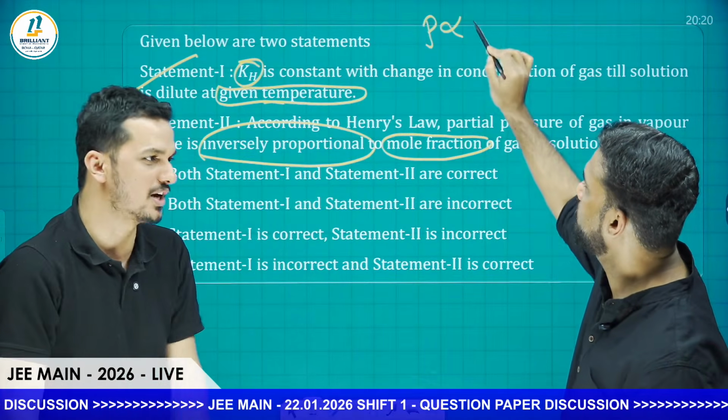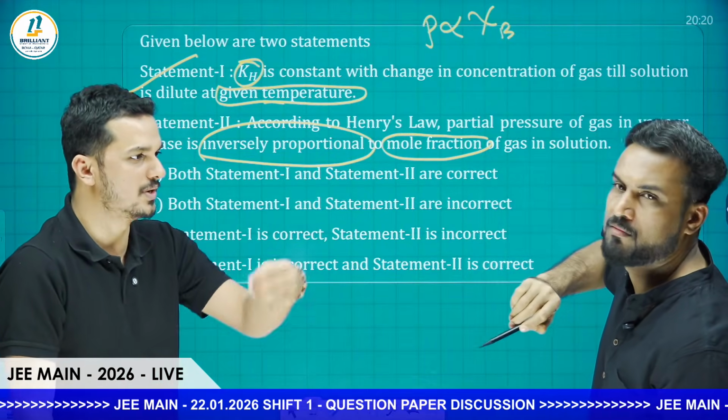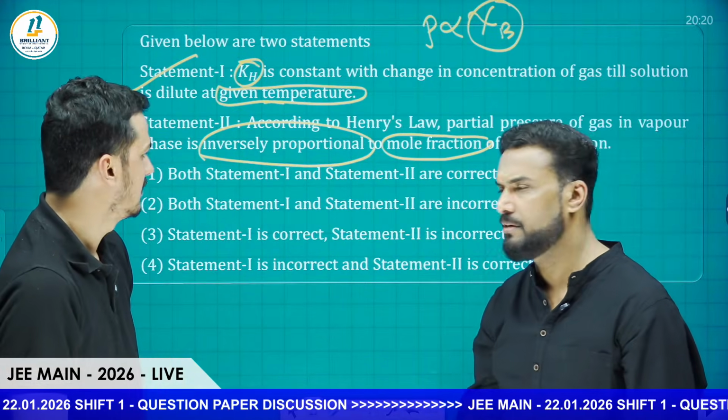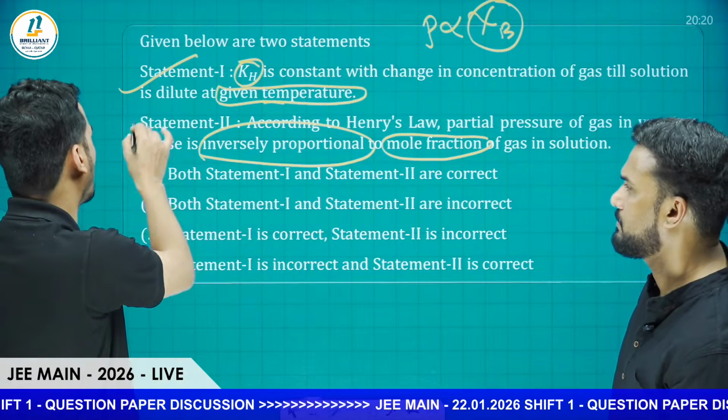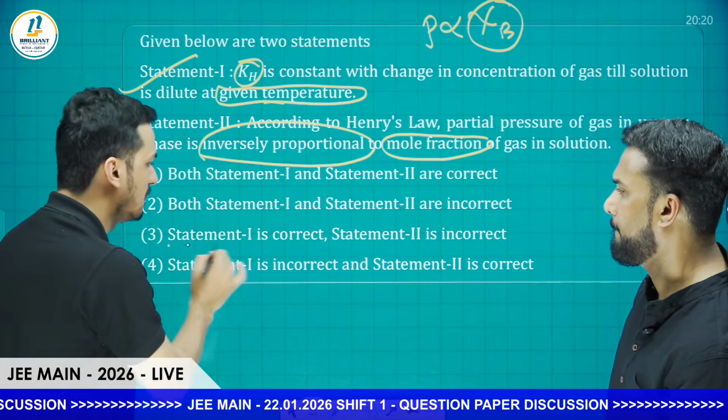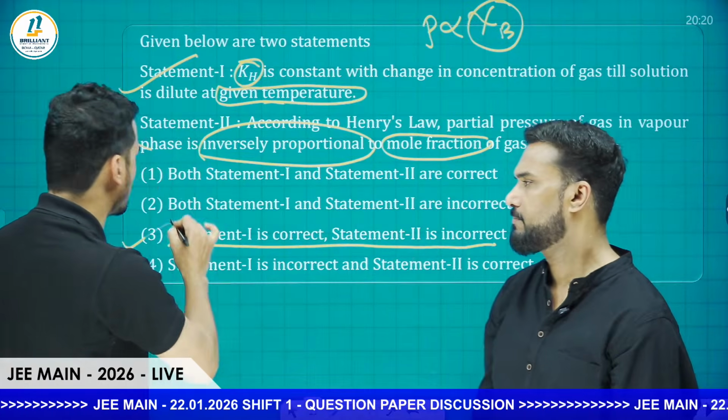P is directly proportional to chi b. We write solubility in terms of mole fraction, mole fraction only. So statement 2 is wrong. Statement 1 is correct, statement 2 is incorrect. Option 3.